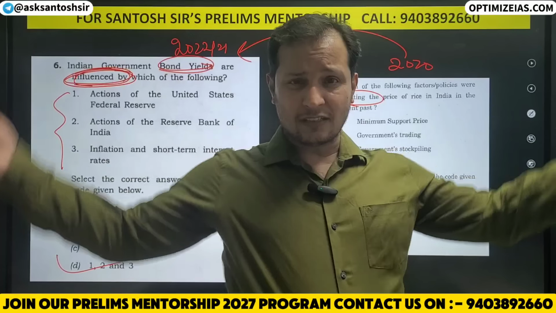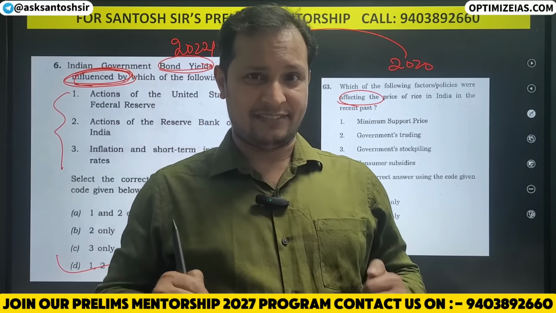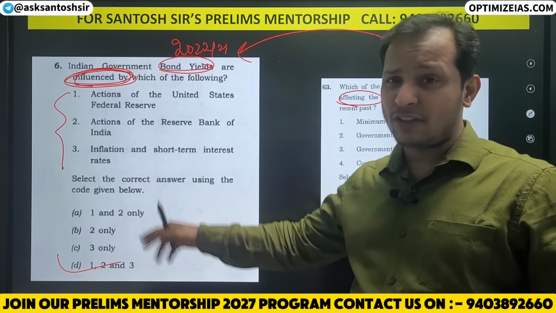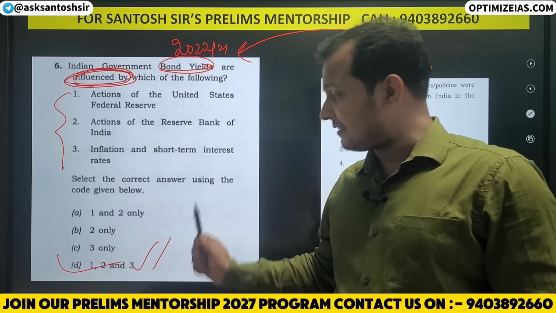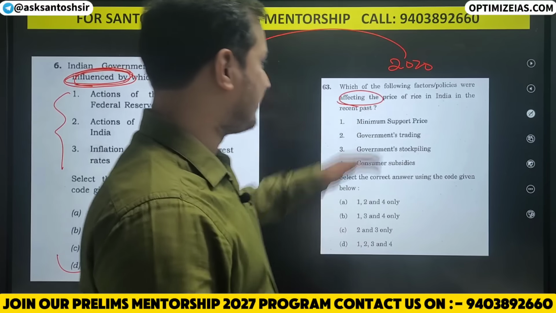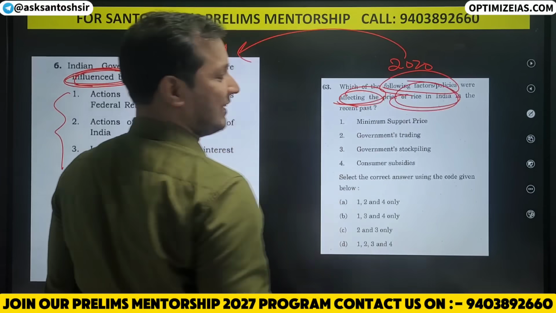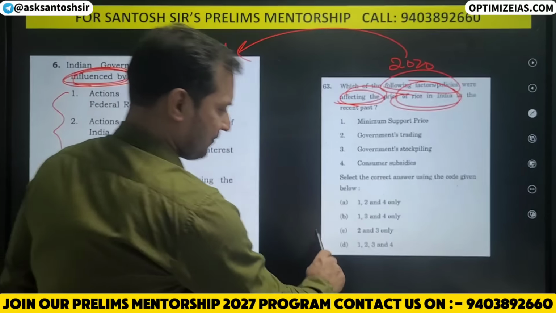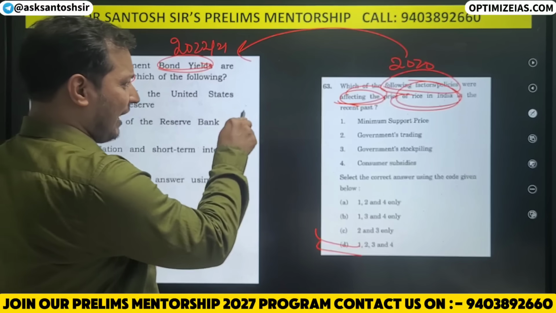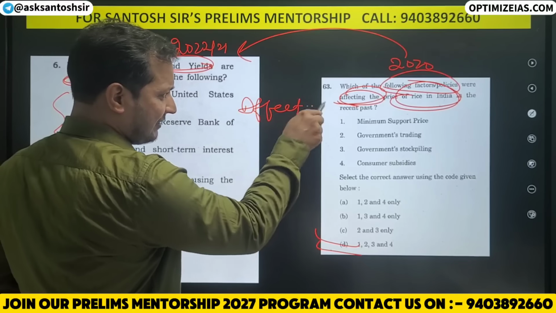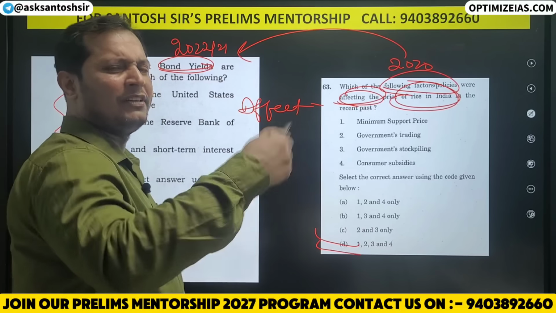Because see, economy is an interrelated system. Everything is interacting with each other. So it is very difficult to say that this will not influence the bond yield or that will not influence the bond yield. So 99% of the cases, the answer will be option D. Here also, let us see. Which of the factors will decide the price of rice in India? All. Whenever they say which of them will affect this, which of them will affect inflation in India, in most cases the answer is all.